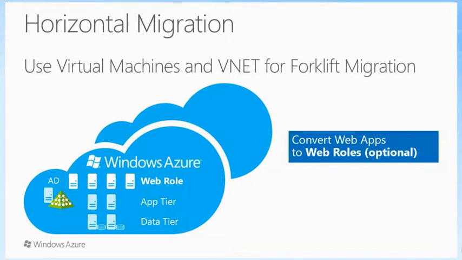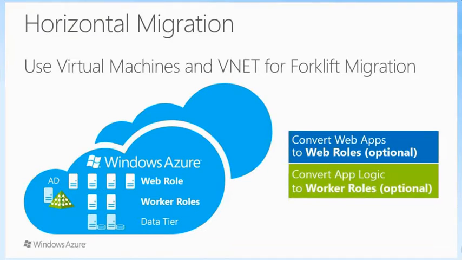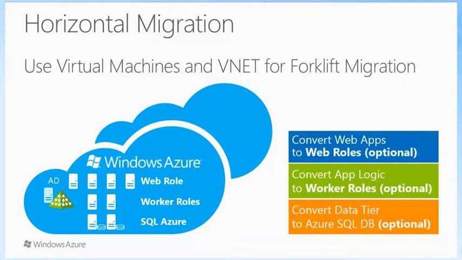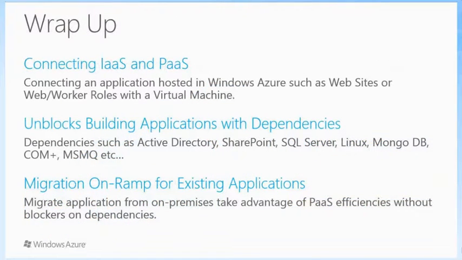So again, if you look at this, I can make this move, optionally converting my web apps to web roles, but it is just an optional thing. I don't actually have to do it, okay? I can take my app tier and move that up into worker roles, again, optionally. I can take my data tier and convert it to SQL Azure, and again, do that or not as I want to. So I've got a number of different choices as I'm migrating my various tiers out to where I want to go.